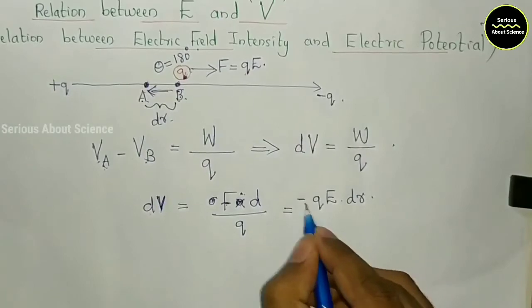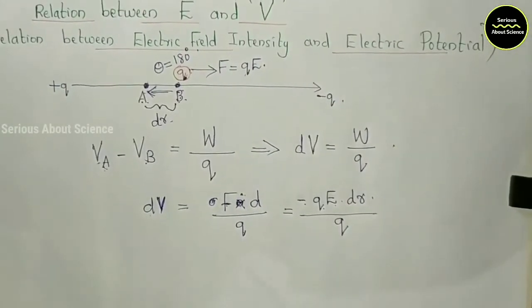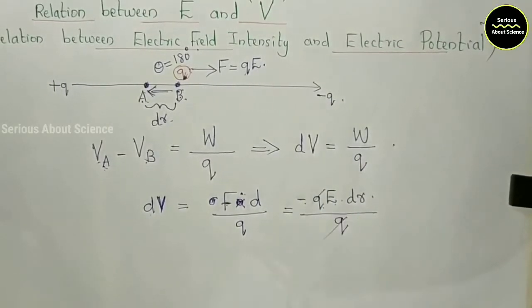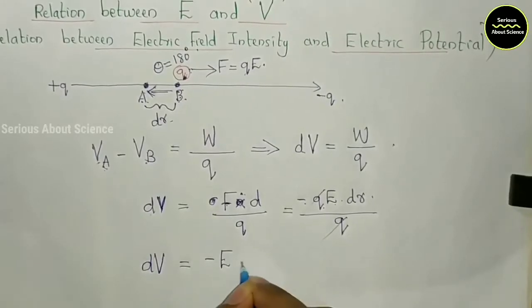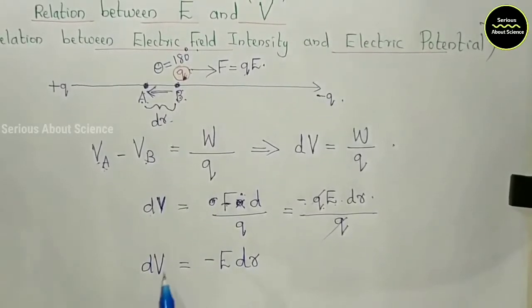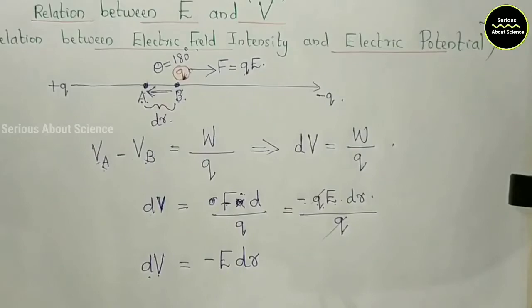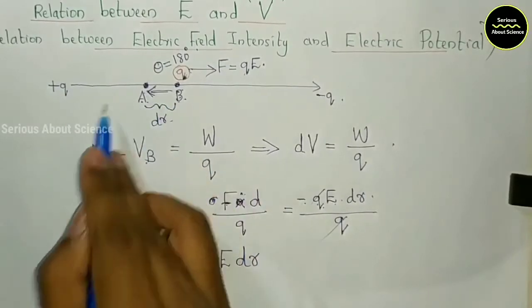So after all these theories, I am making the substitutions here. dV will be equal to force into displacement by test charge, which will be equal to minus QE into dr divided by Q. Q and Q will be cancelled. The values left are dV equals minus E into dr. Here you know well that V is electric potential, and E is electric field intensity. Already we got the relation, no? The question itself is, what is the relation between electric field intensity and electric potential? The relation between E and V. We already got an equation.